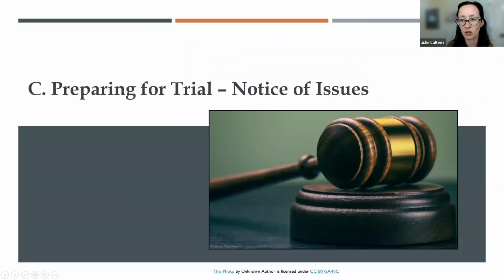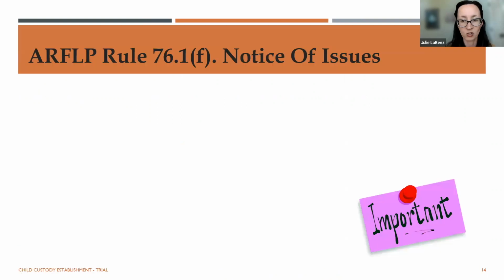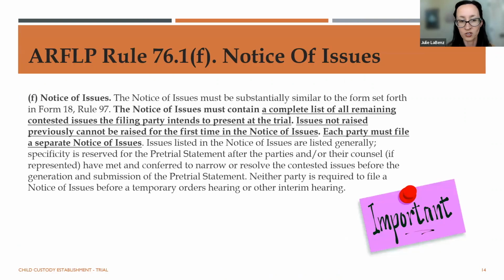Okay, so we talked about your list of witnesses and exhibits and how important it is to get your exhibits filed with the court on time and pursuant to the court rules. And then there's also this form called a notice of issues. It contains a complete list of all the contested issues that will be presented at trial. Issues not raised previously cannot be raised for the first time in the notice of issues, and each party must file a separate notice of issues.